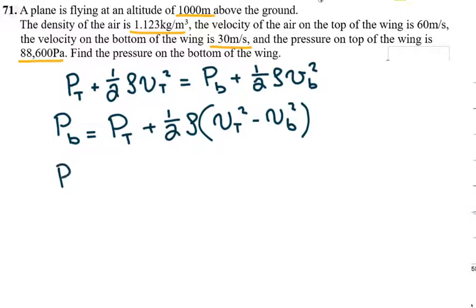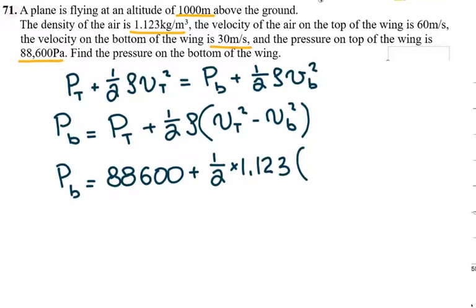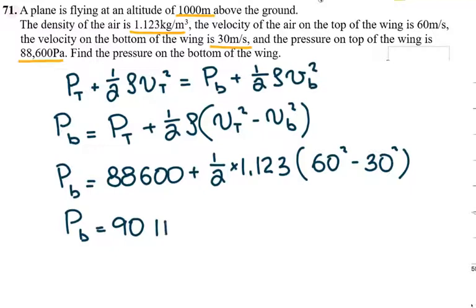So if I plug in my numbers, I have the pressure on the top is 88,600 plus 1/2 times the density of the air at this height, 1.123, times the velocity on the top, 60 squared, minus 30 squared, the velocity at the bottom. And that will give me the pressure at the bottom equal to 90,116.